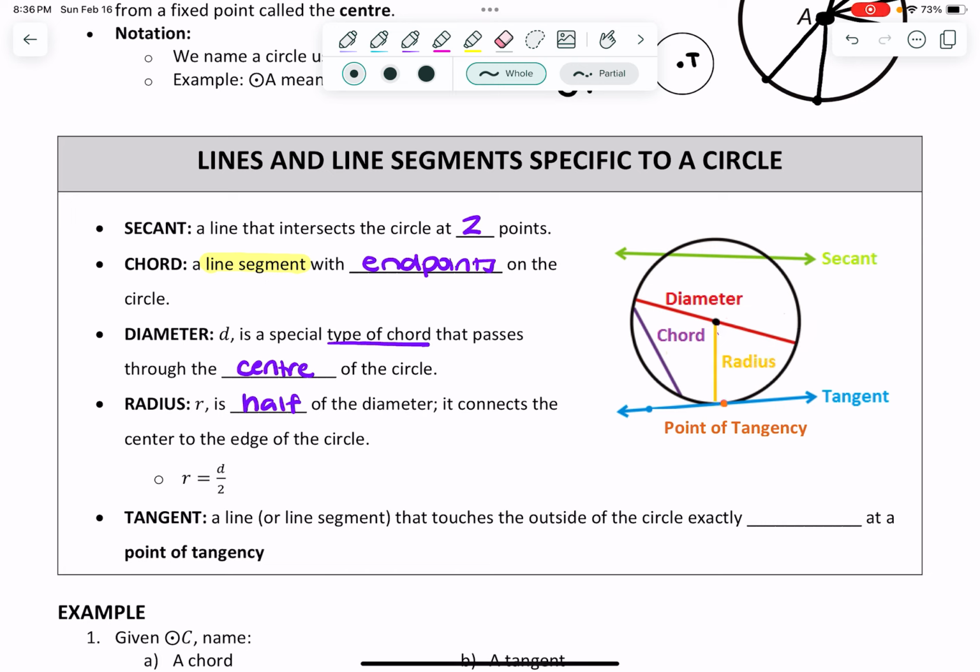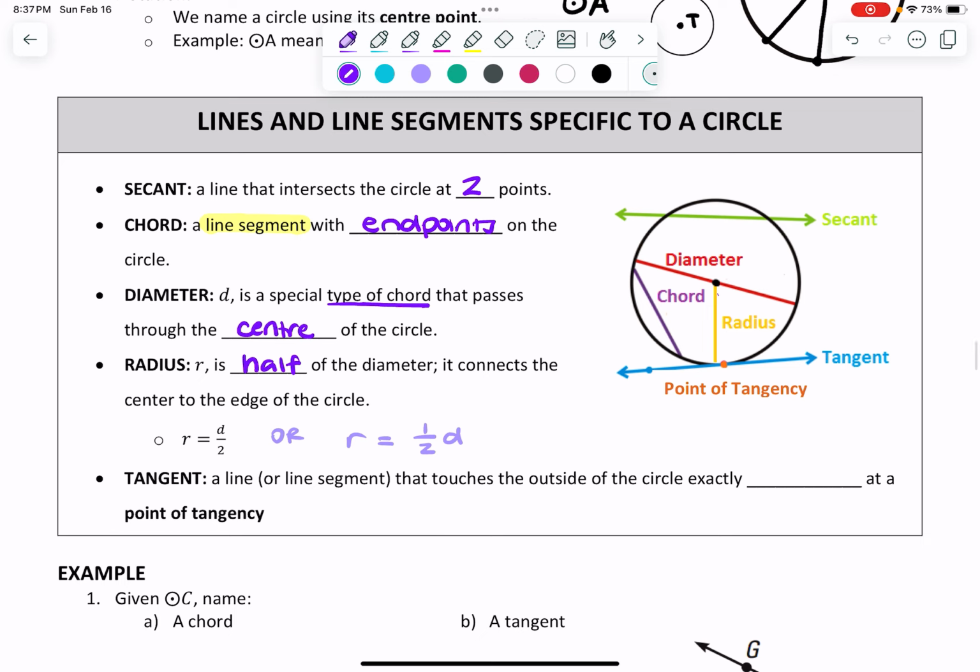Now, officially, I can say that the radius, which I denote with a lowercase r, is equal to the diameter divided by 2, or I can say r is equal to half times the diameter. Both give me the same final answer.